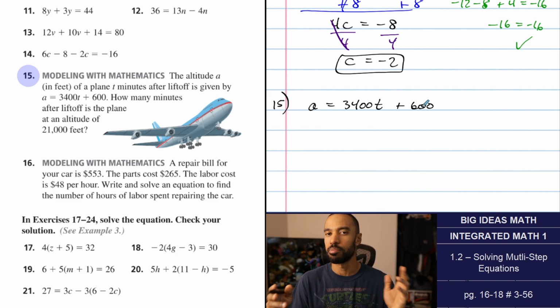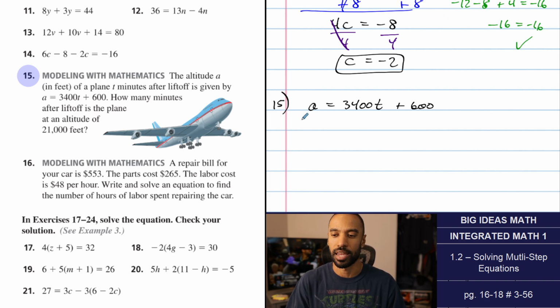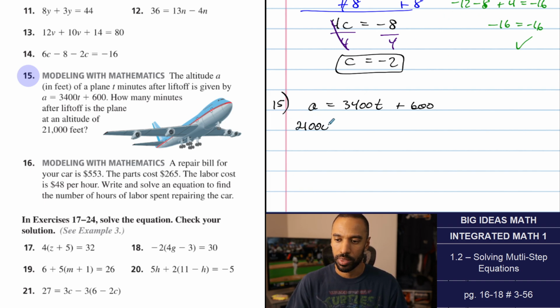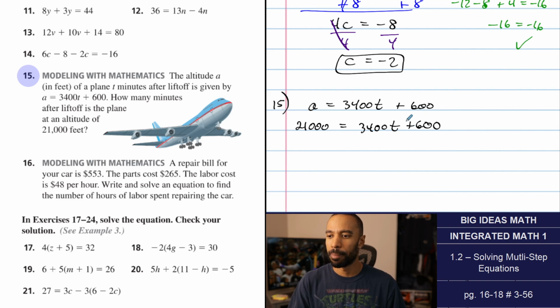Okay, this is going to be a substitution matter, and our goal is to solve for our time. T minutes after liftoff, we got to find out what that is. Now we're going to substitute. If A equals 21,000, 21,000 takes A's place. So 21,000 equals 3,400 t plus 600. Remember before when I said we had big numbers? Those were rookie numbers. Look at these.